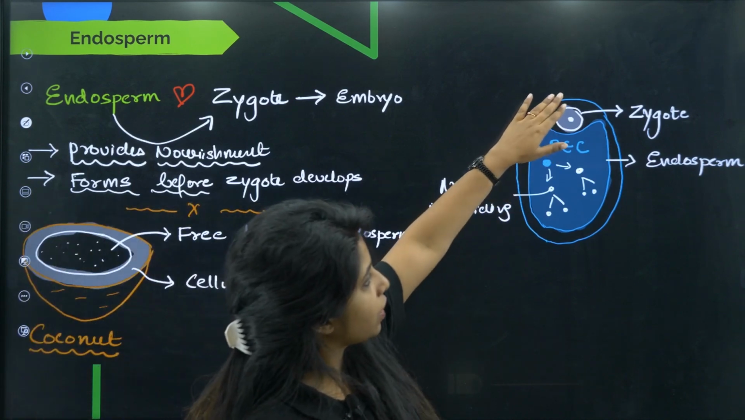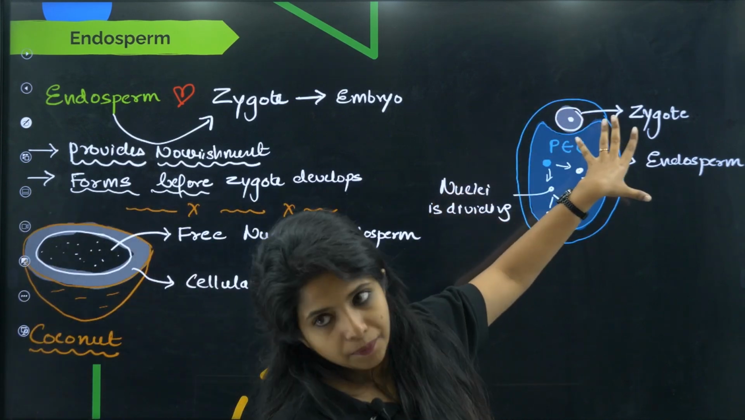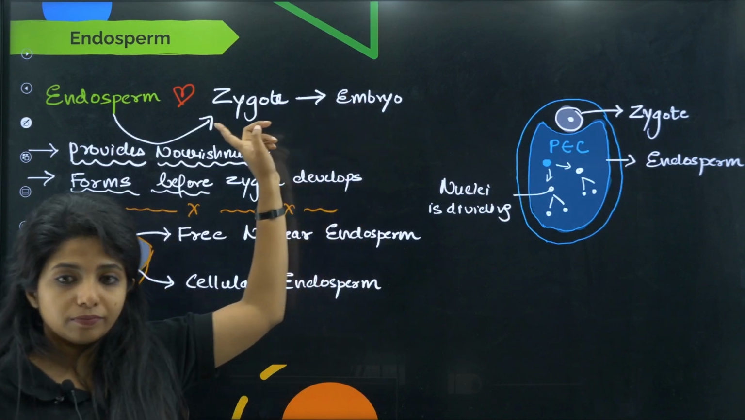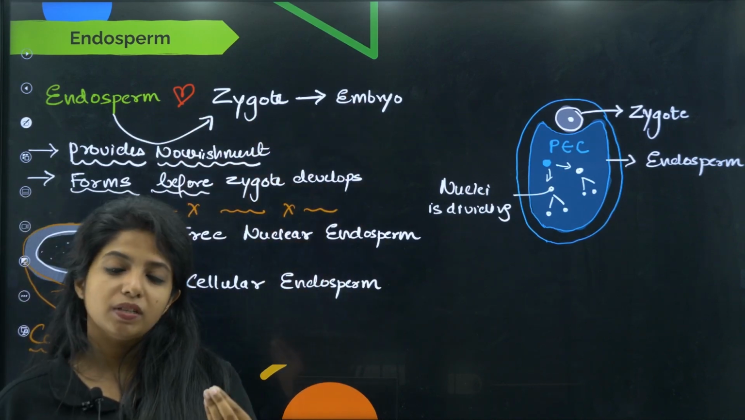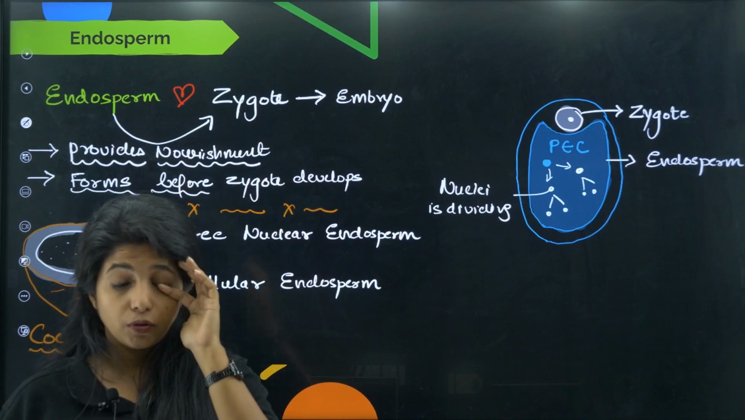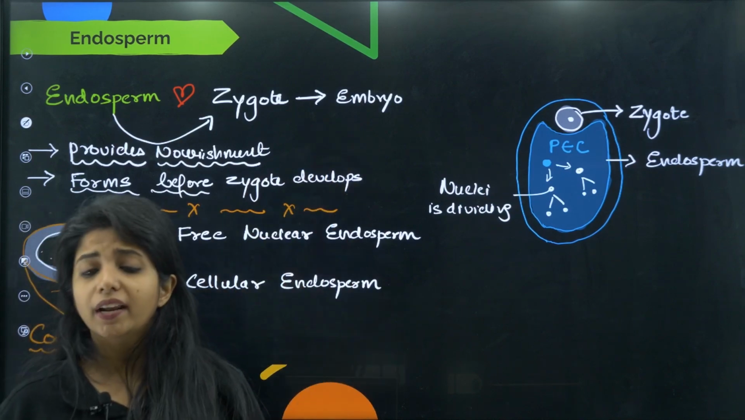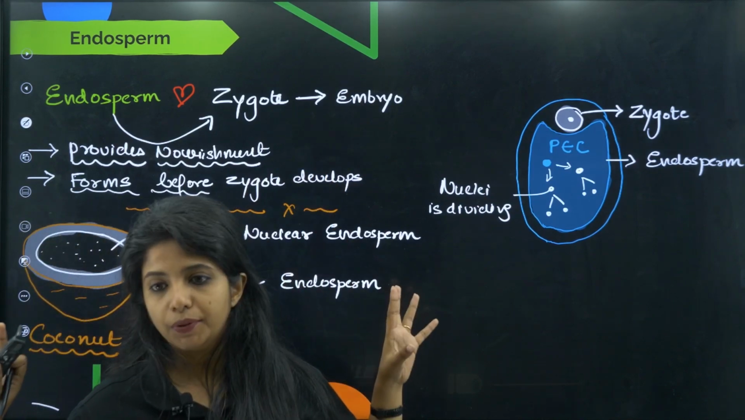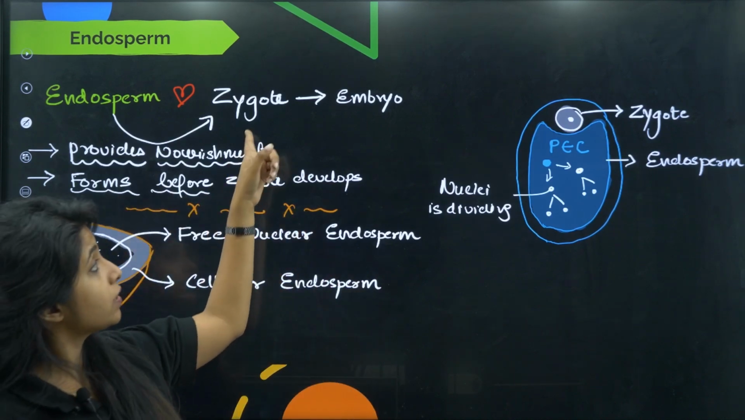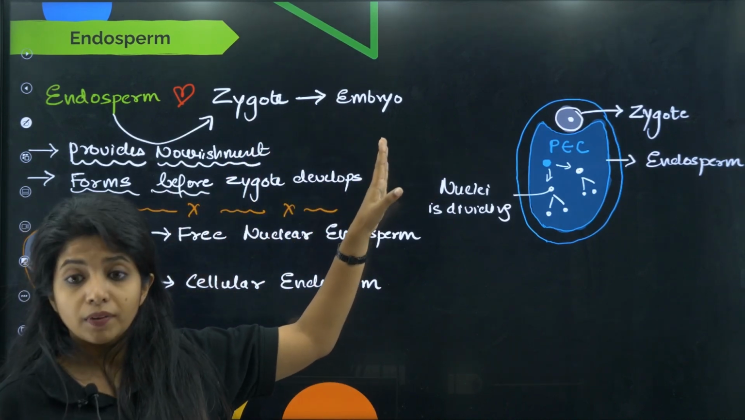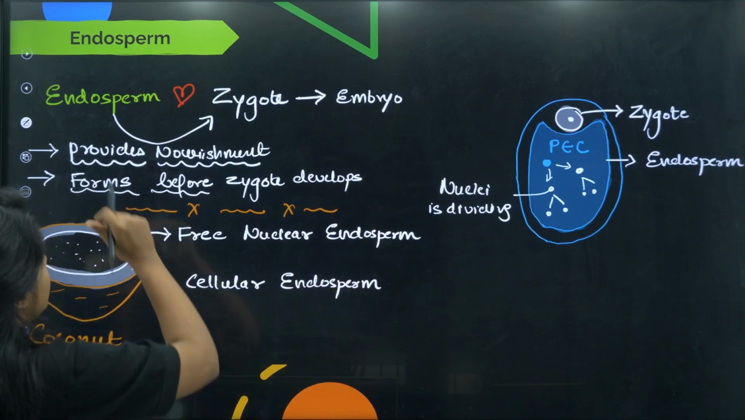Now you have the zygote, children, and you have the primary endosperm cell. Now endosperm loves the zygote so much. Motherly care is there. Endosperm will say, zygote, I want to see you develop into an embryo. For that, I will give you everything. I will provide nourishment. And it forms before the zygote develops. Before the zygote starts developing into the embryo, the endosperm forms.